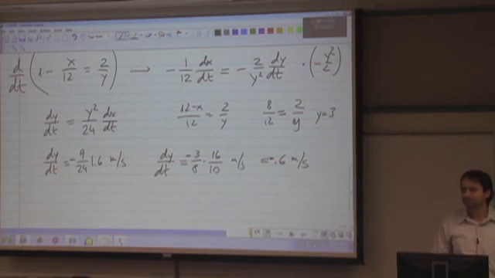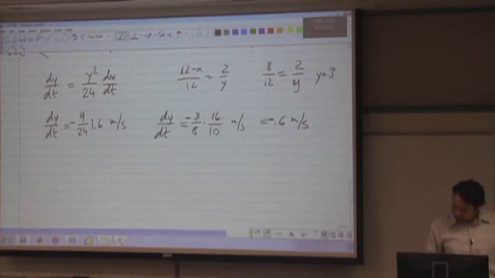What else? Number 18. Again, the idea is the picture. A boat is pulled into a dock by a rope attached to the bow of the boat and passing through a pulley on the dock that is 1 meter higher than the bow of the boat. If the rope is pulled in at a rate of 1 meter per second, how fast is the boat approaching? And you have the picture.